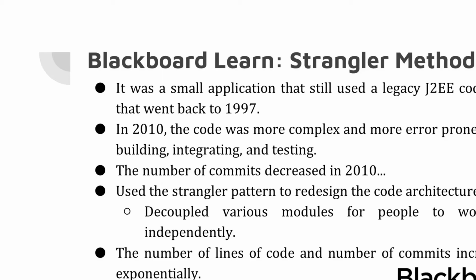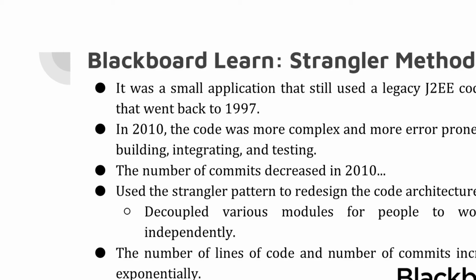So they used the Strangler pattern to redesign the code architecture. They decoupled various modules for people to work in independent blocks. They took blocks of their original code and started developing teams for those blocks that eventually took over the old architecture, allowing them to produce more lines of code. Any mistakes were small local failures instead of major catastrophes that impacted the global system, which is a big downfall of monolithic architecture types.